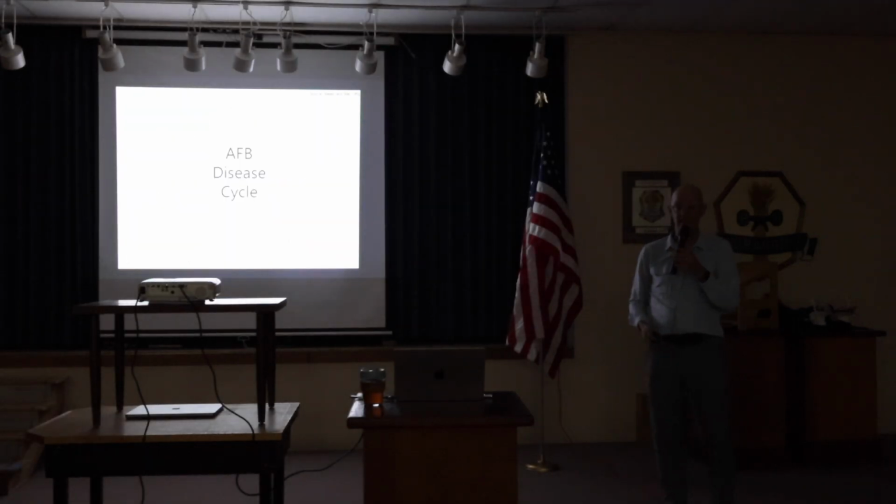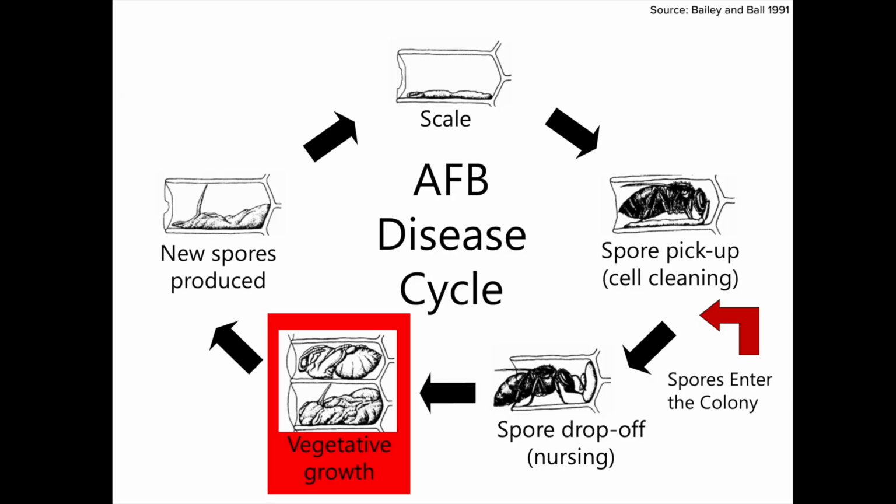The disease cycle starts innocently enough. Somehow the spores enter the colony, and I will tell you, the way that the spores get in most certainly is on comb. Sometimes bees from a diseased colony can drift to another. I don't actually think there's good evidence that diseases start that way. I think the major way this disease starts is you buy diseased comb and you put your bees on it.